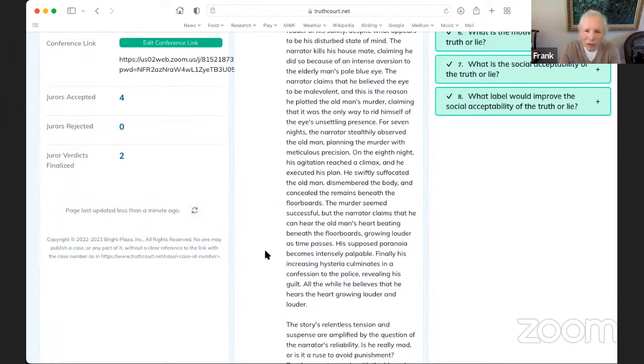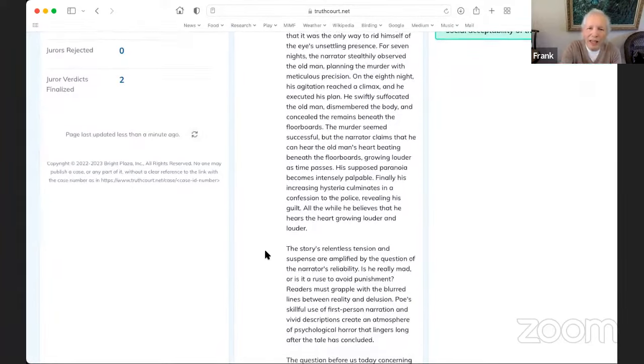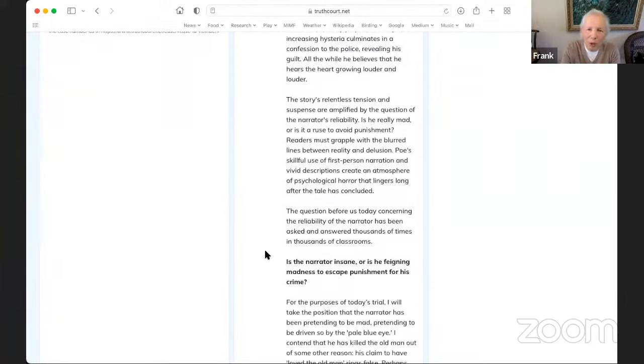So there's a tremendous amount of tension that goes on, and Poe in the story develops it brilliantly, whether or not the man is mad or whether he's just pretending to be mad. So what we're going to do today is take up that question. And in true literary purposes, we're hoping that the jurors will use direct quotes from the story to back up the answers they're going to give on their 8 verdict questions.